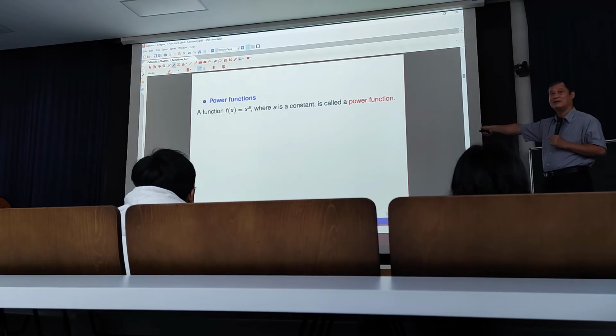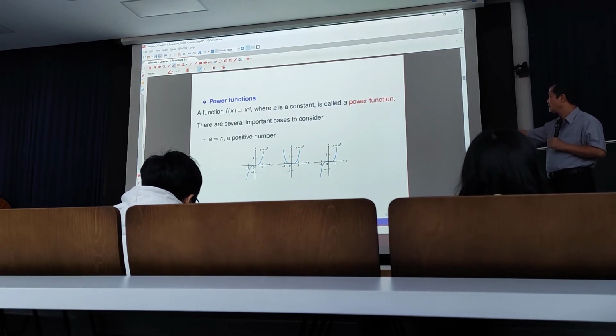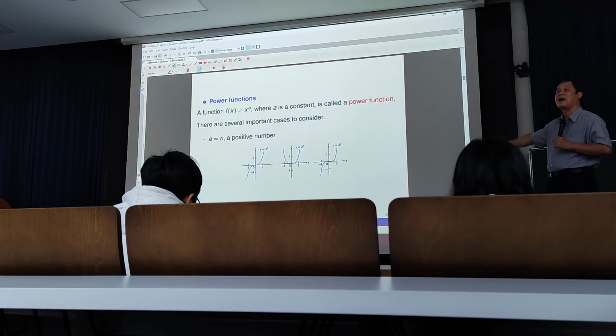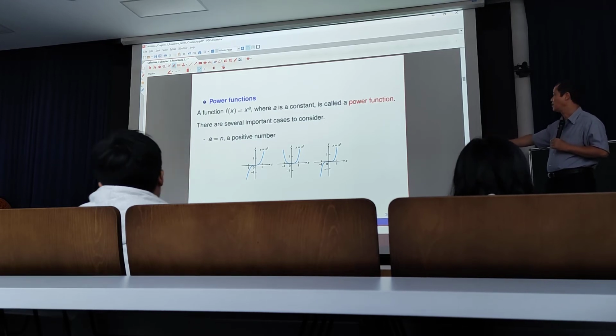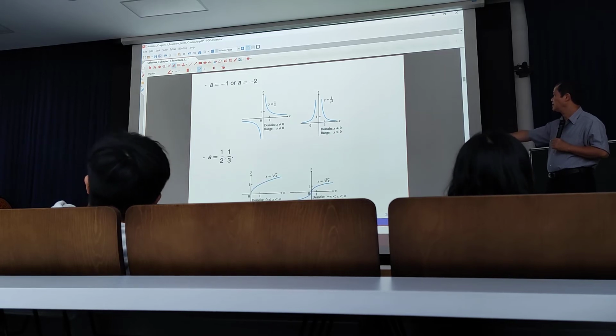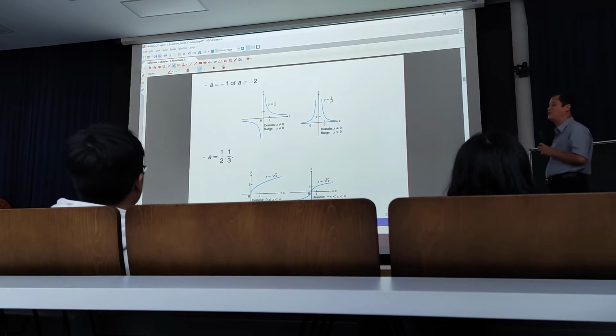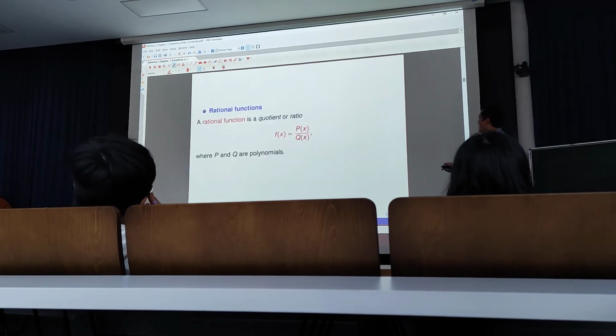Còn a is constant. So for this hàm lũy thừa, you can have different graphs for different cases. So I showed already on this one, right? Negative a, a is a fraction. So you read carefully what I have uploaded and you understand.